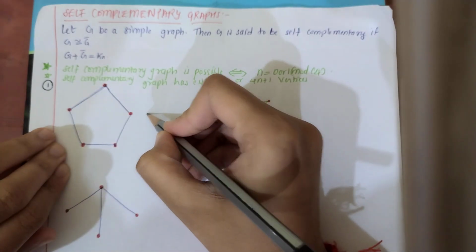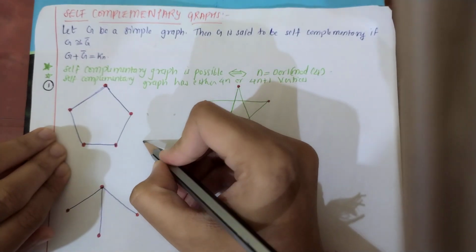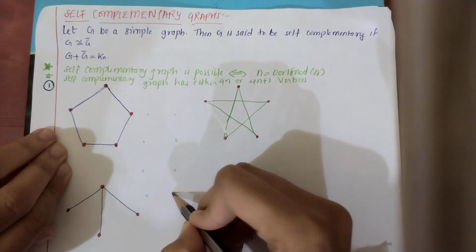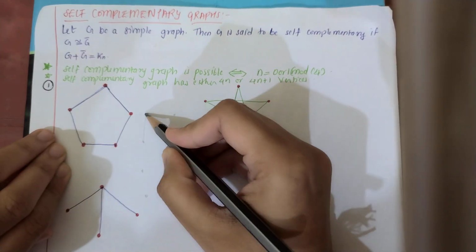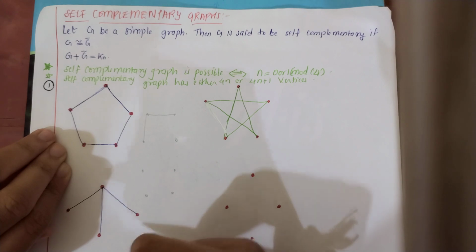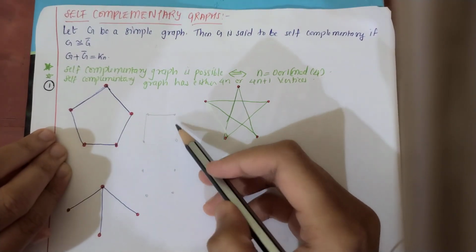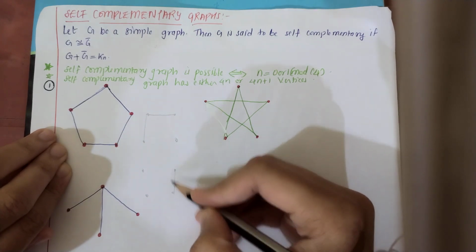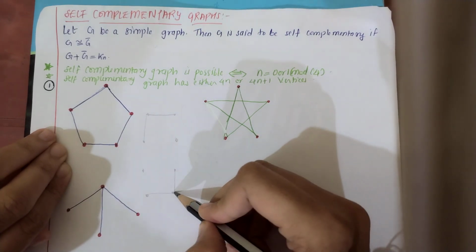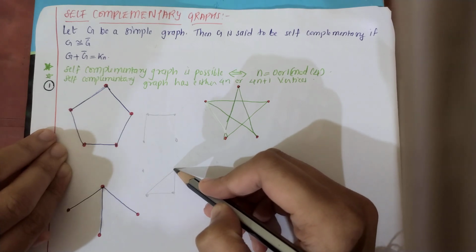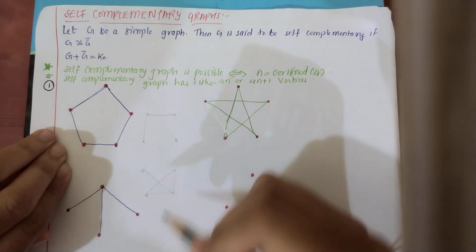For example, I have this graph with 4 edges. Its complement will also be having 4 edges. If this is my graph, what is going to be its complement? Its complement will have every other edge which is not connected. So this is not connected, this will be connected; this is also not connected, this is going to be connected; this is not connected, so this will be connected; and this is also not connected, this will be connected.